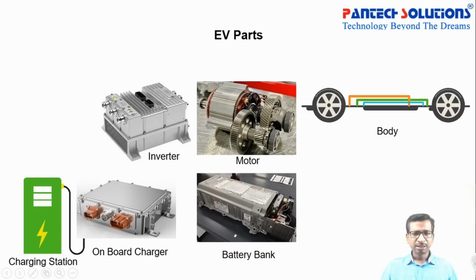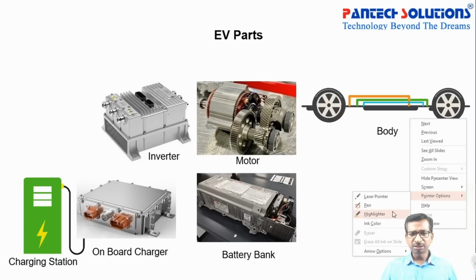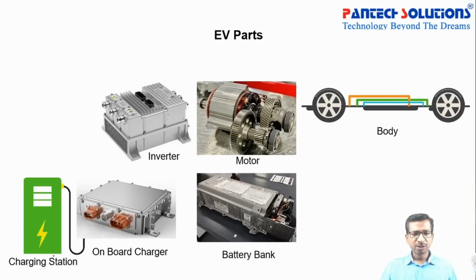See here, the process flow will be from the charging station to the onboard charger, from the onboard charger to the battery bank, from the battery bank to the inverter module, and from the inverter module to the motor, and finally that motor power will be connected to the body. So finally we will get a movement in the vehicle.